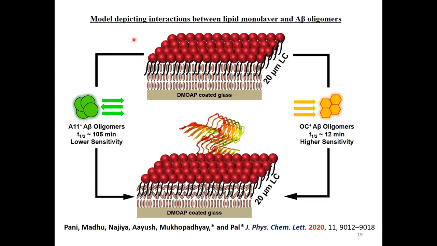So this is the model depicting the interaction between lipid monolayer and A-beta oligomers. What we can see is that the A11 positive A-beta oligomers have lower sensitivity. On the other hand, OC positive A-beta oligomers have faster sensitivity and fast formation of fibrils, and therefore they can bypass the toxicity. A11 positive A-beta oligomers can remain in solution in oligomeric form, leading to more toxicity compared to OC positive A-beta oligomers.